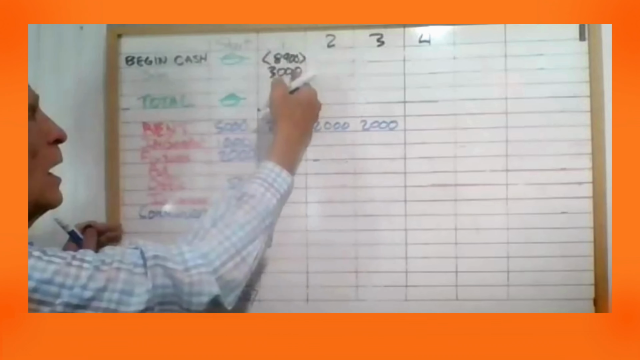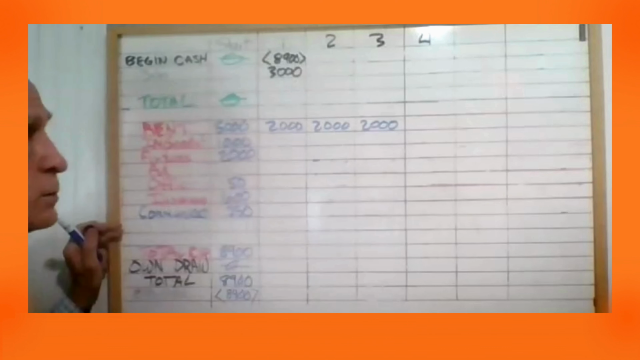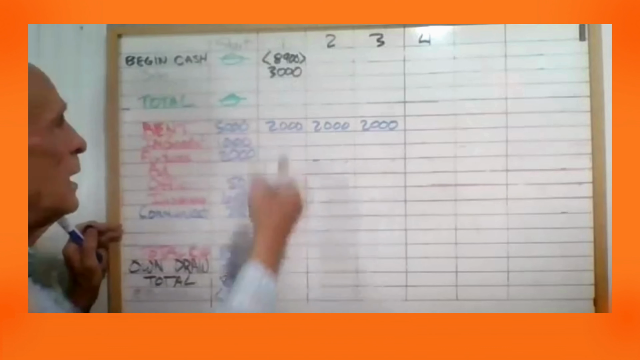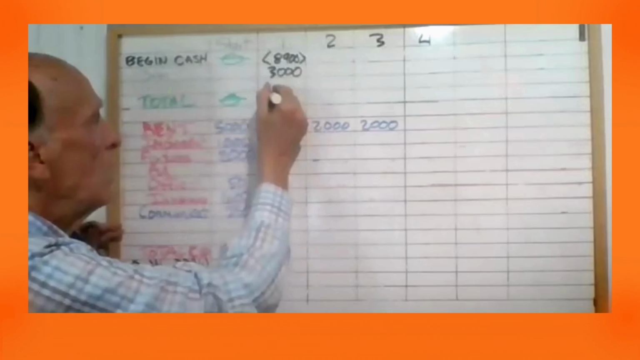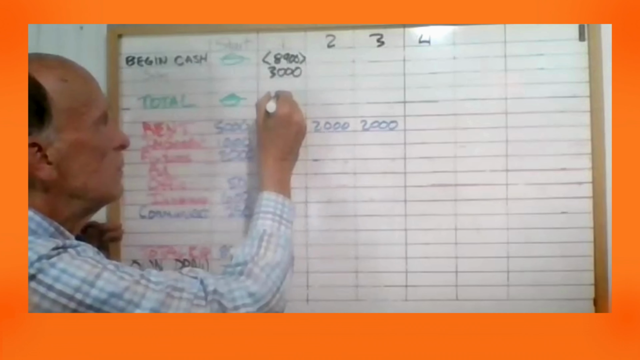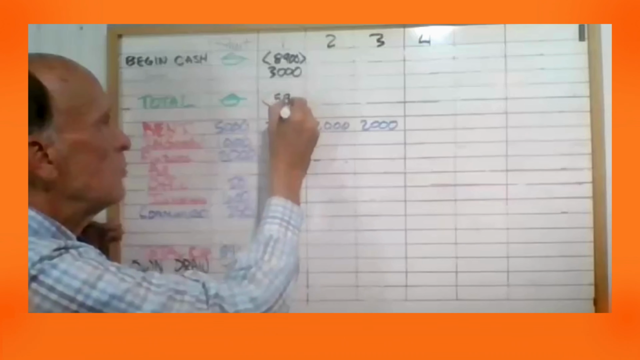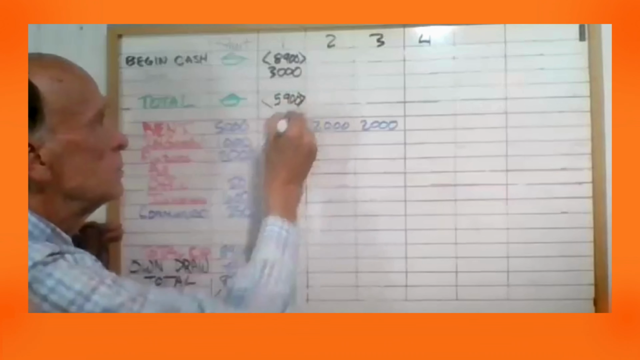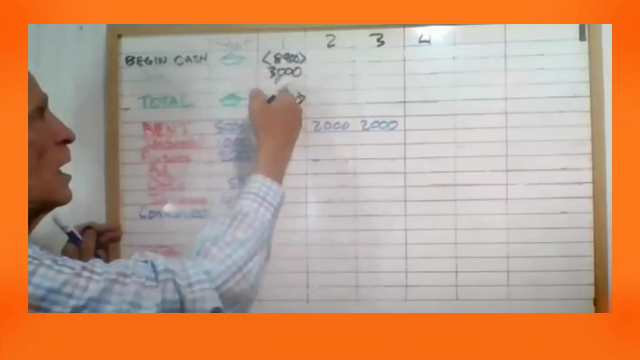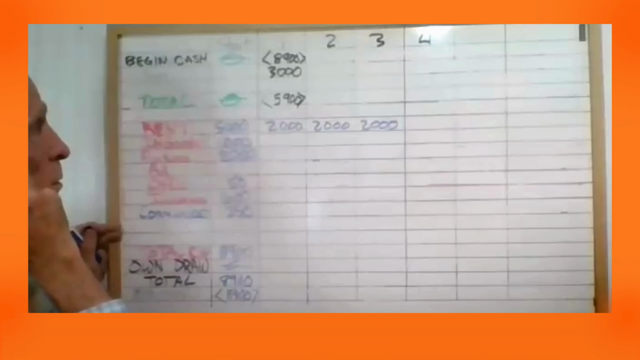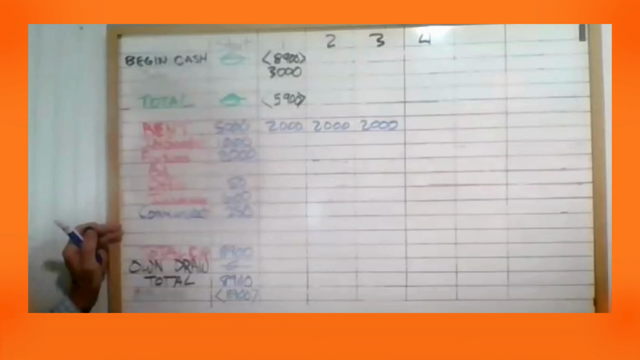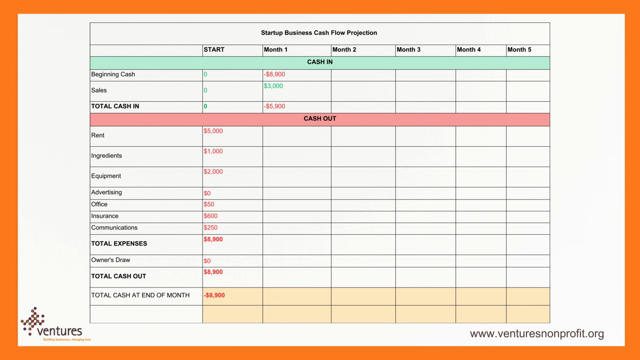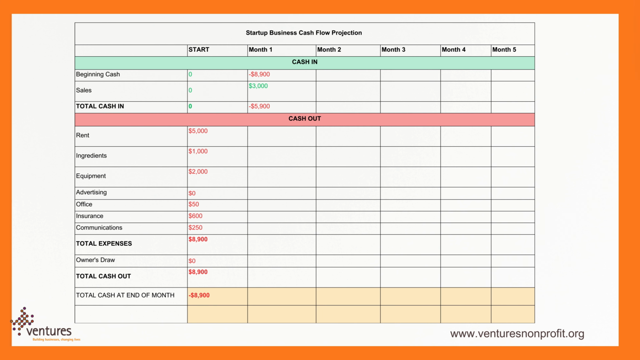I then add these two numbers together, and I end up with a total now of negative $5,900. Negative 8,900 plus 3,000 gives me negative $5,900.